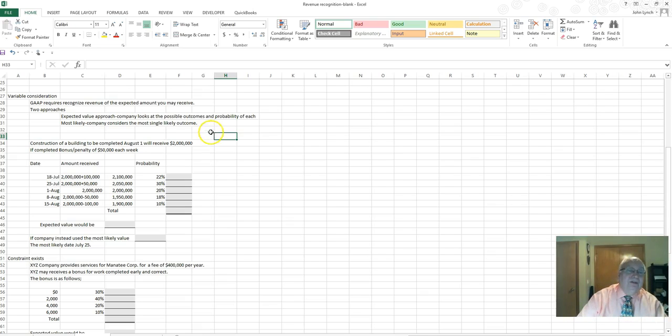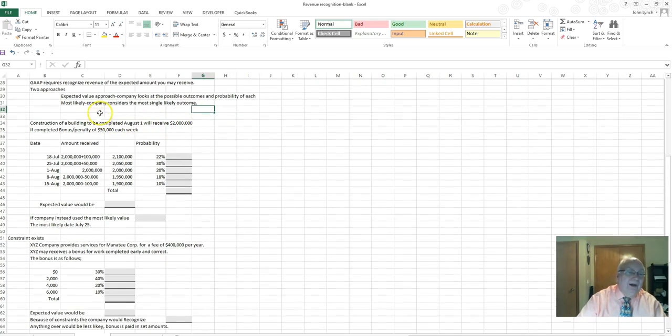If you do have variable considerations, what GAAP requires is that you recognize revenue on the expected amount that you will receive, or you may receive. We have two approaches. We have the expected value approach. That looks at every possible outcome you have and the probabilities of receiving each of those. Or you also can do the most likely, which the company considers the most likely single outcome that you may have.